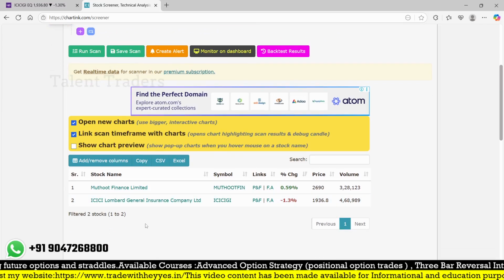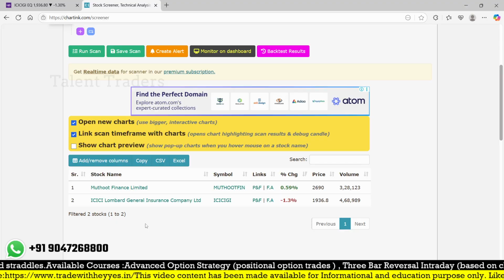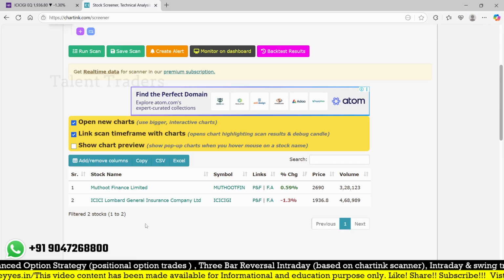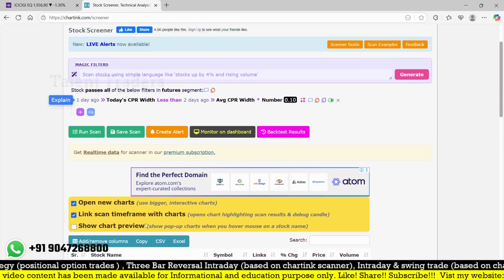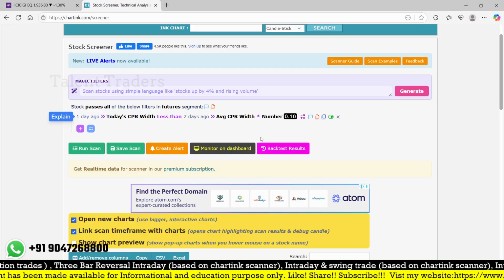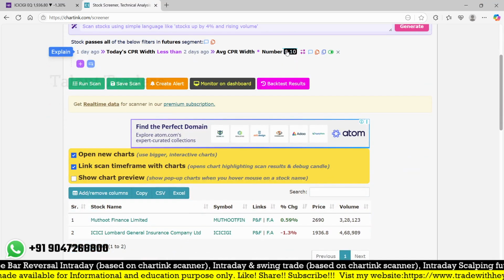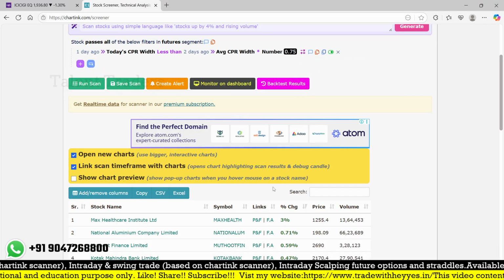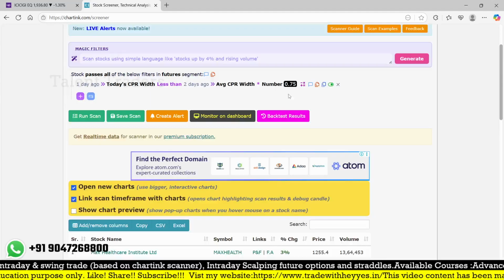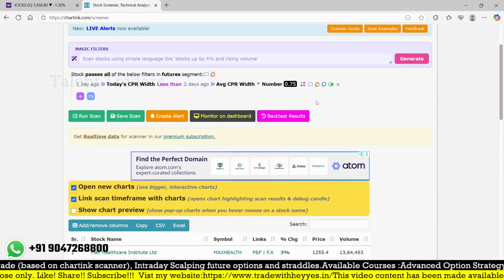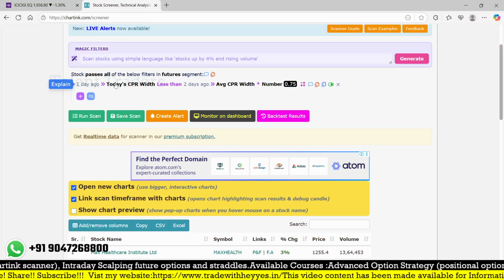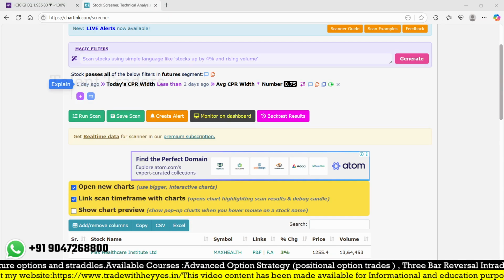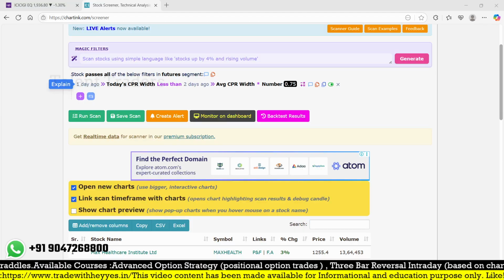These are the two stocks which we found yesterday, with this kind of pattern forming. Let me try to find the gap up and gap down. For that, maybe 0.75 is good enough. Here we get almost 9 stocks, but if we make the range very narrow, we have only 2 stocks. So this is the normal CPR inside scan which we are following.